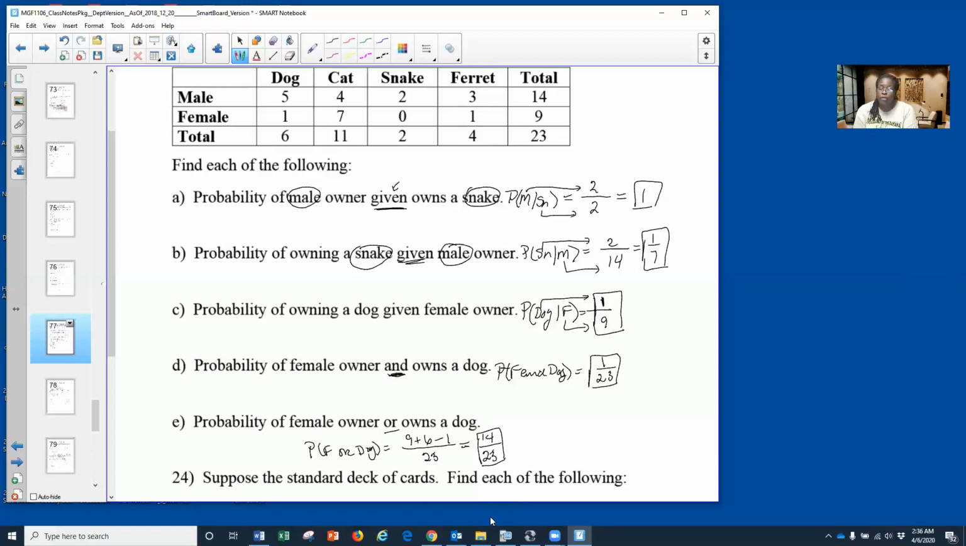If they give you "or," you're going to find the probability of each event, then subtract out the overlap. If it's a conditional probability, which we just picked up, you're looking for that keyword "given." That's how you're going to tell.